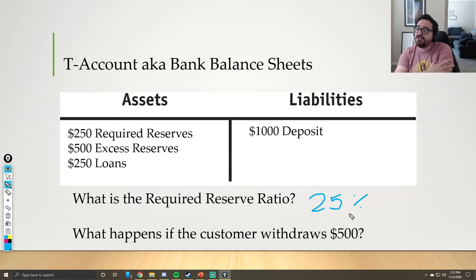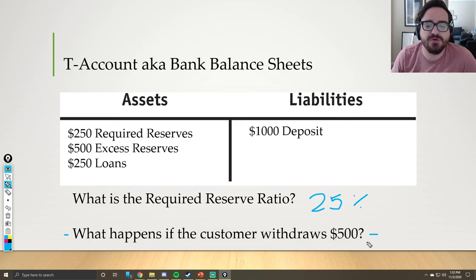Which means that initially, they actually had $750 in excess reserves. This bank just chose to loan out $250 of that $750, if that makes sense. Okay. Now, another thing they could ask is what happens to this bank balance sheet if a customer withdraws $500 from their account? So this is sort of like the process of working through a balance sheet.